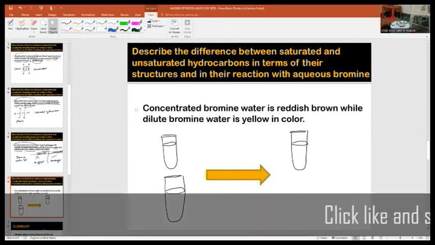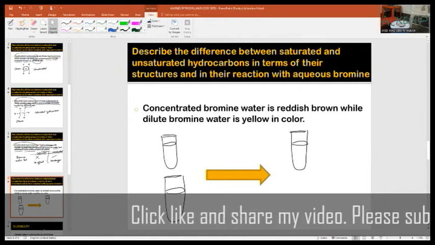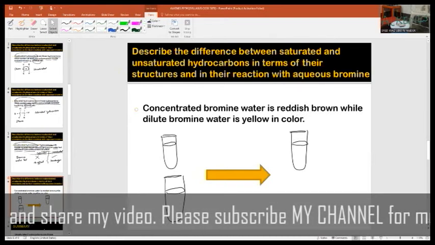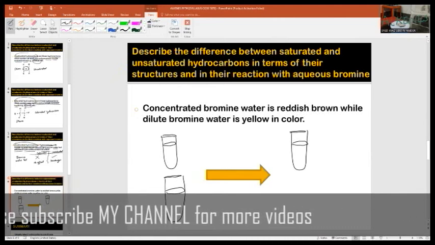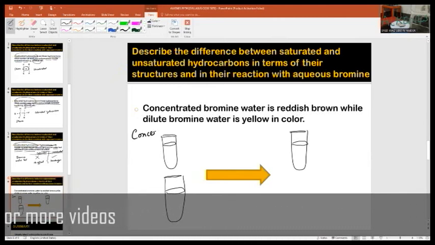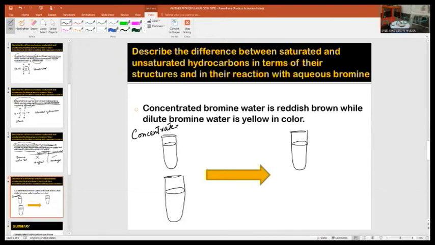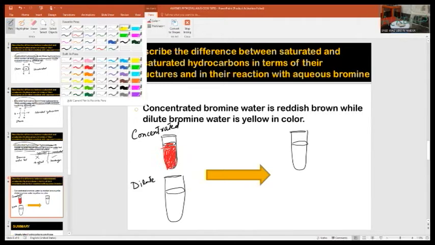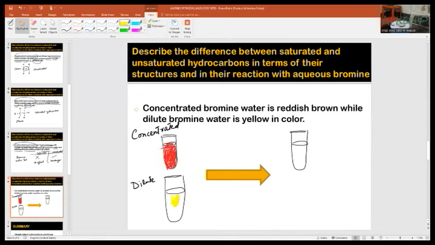Concentrated bromine water is reddish brown, while dilute bromine water is yellow in color. For instance, this one is concentrated and this one is dilute. So this one is reddish brown in color. It's like this, reddish brown in color. And this one is yellow in color.